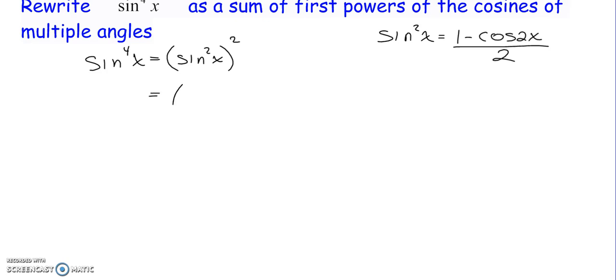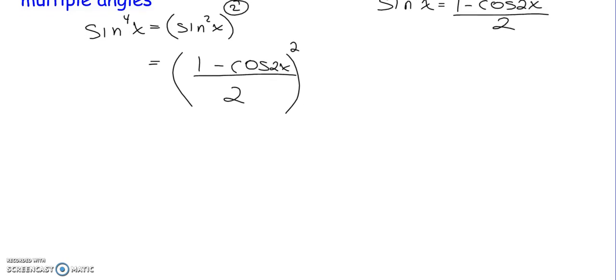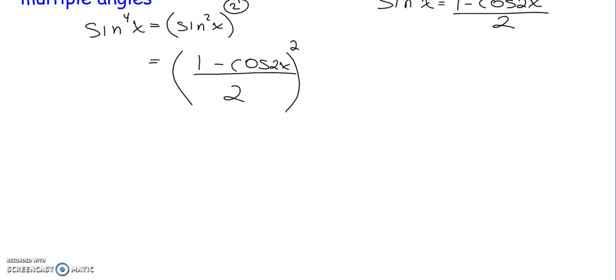So I'm taking this whole big set of parentheses and replacing it with 1 minus cosine 2x all over 2, but it's still raised to the second because this part I cannot change. I can't substitute out two of them. You can think of it as two fractions, but it is still a binomial squared. So I'm actually going to square that, as a binomial times a binomial.